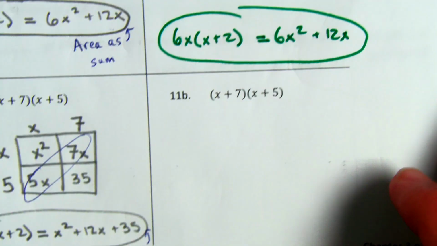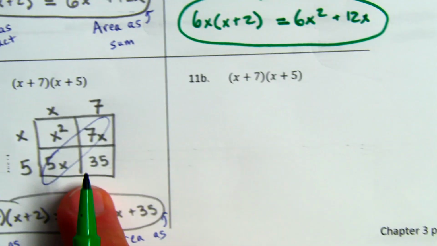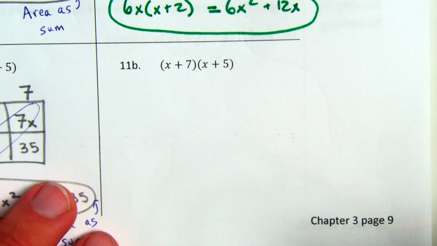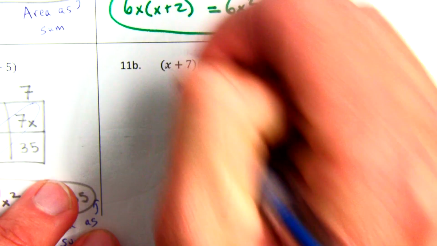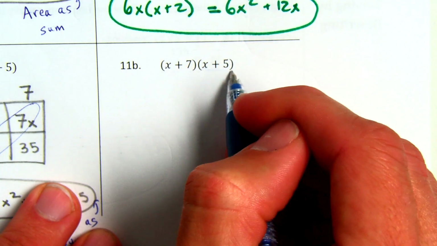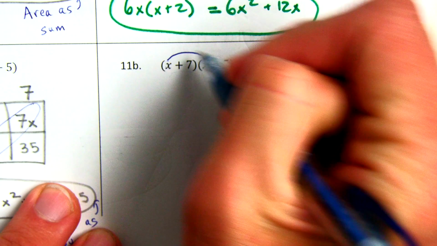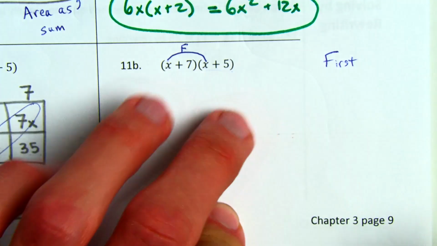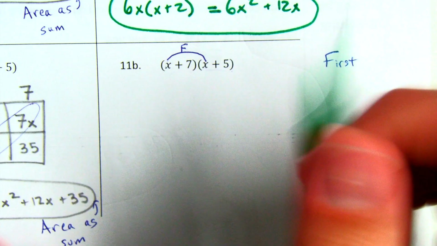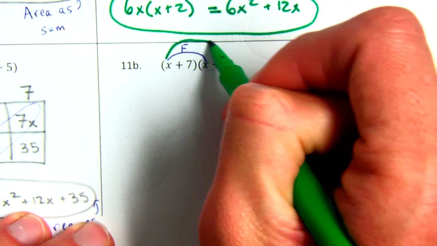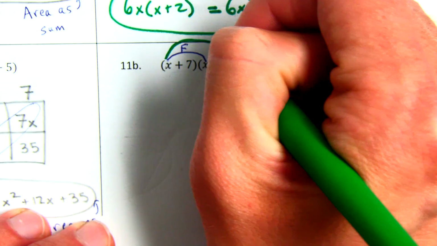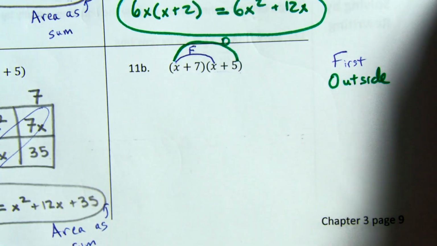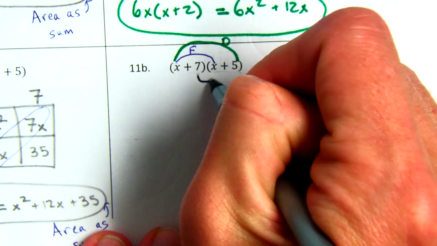Alright, next one. We don't have to draw the box. We could if we wanted to, that's totally fine. But there's another way. This is called FOIL. So, here's how it works. We have a binomial times a binomial. Let's multiply the first two terms. F stands for first. Then we're going to want to multiply the outside terms. X and 5 are the outside terms. O stands for outside. Alright, and then you multiply the two terms in the middle, the inside terms.